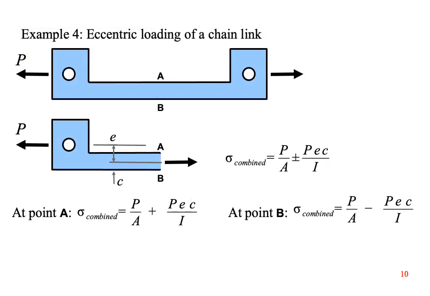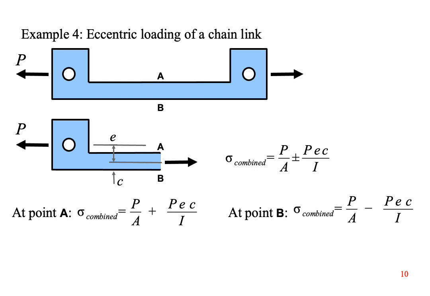The fourth example of combined stresses is an eccentric load of a chain link. It's being pulled by pins inserted into two holes, but the main body of the link has a different shape. We want to know the stresses at points A and B, so what we do is cut the link at the section where A and B are located.